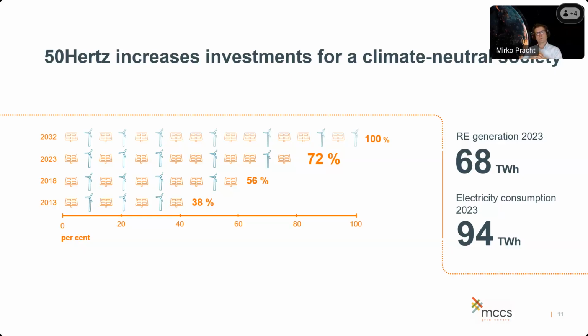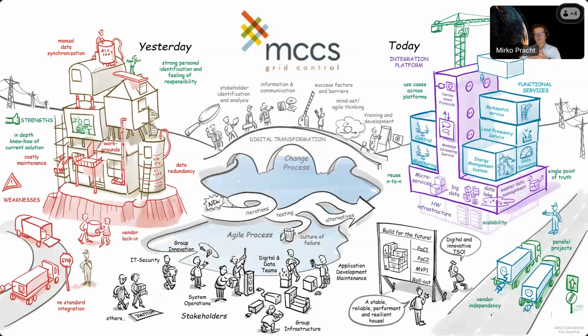And when talking about 2018, 2019, then we are also talking about the burning time of our MCCS, our Modular Control Centre System approach. And maybe some of you already know this comic picture, which we created in 2019. It's a simplified illustration of why we are doing this approach and what it means for a transmission system operator.